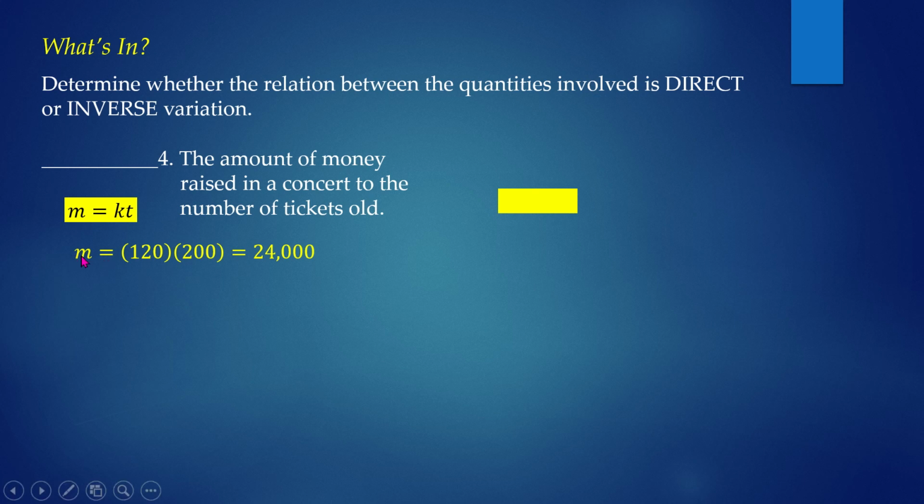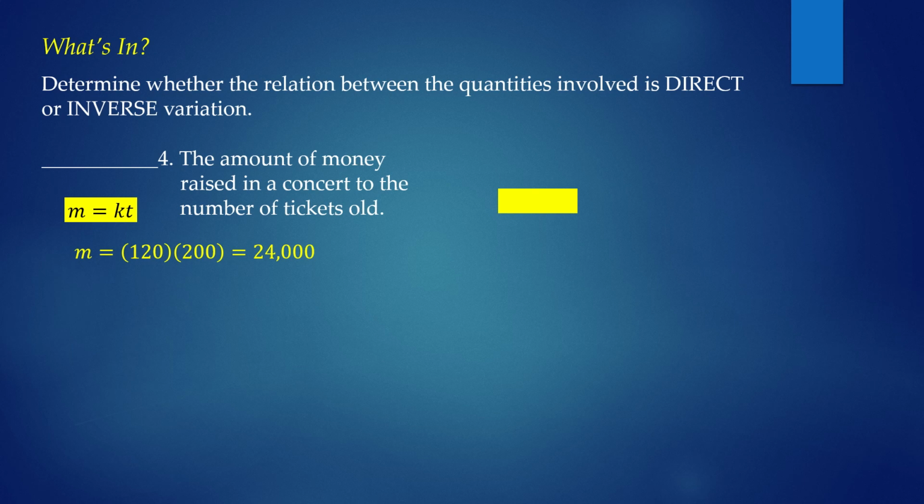To compute for the amount of money raised in the concert, it is equal to 120. The 120 represents the value of K. So that 120 is the fixed amount of the ticket. So for each ticket, 120, each ticket is 120.